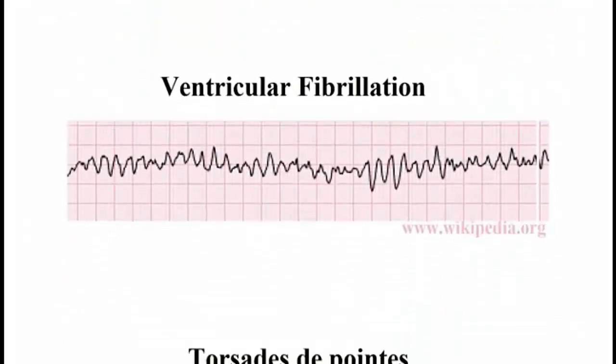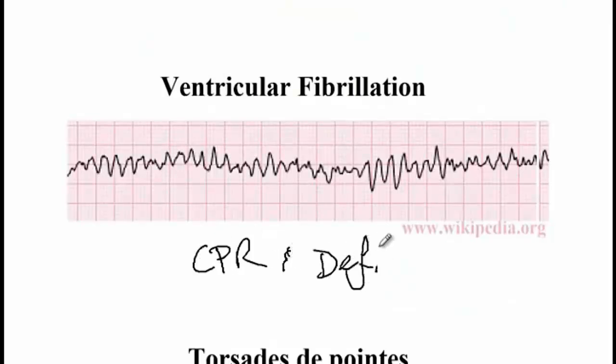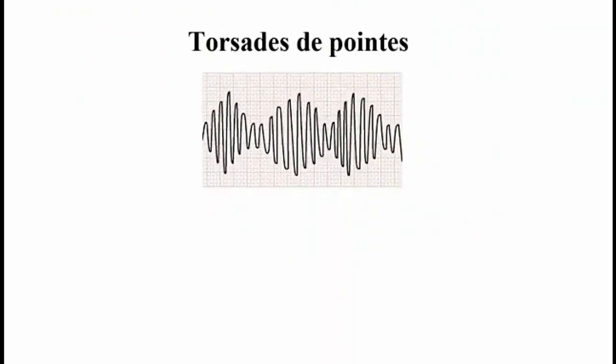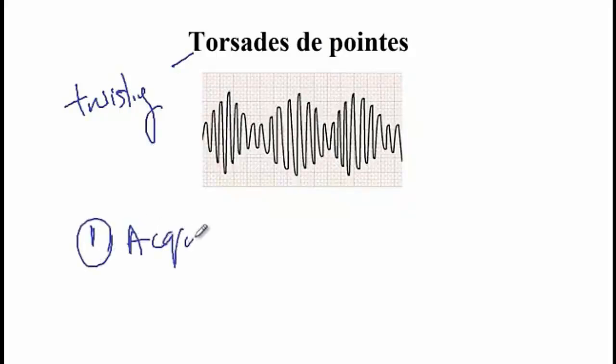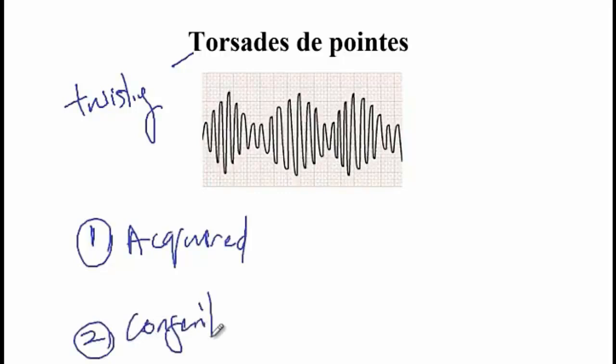In patients with ventricular fibrillation, it could be fatal, and thus you will have to do emergent CPR as well as the defibrillation. Next we have torsades, and torsades, its translation means twisting. So this is actually a form of polymorphic VTAC, which can be either from the acquired causes or it could be from a congenital condition associated with QT interval prolongation.